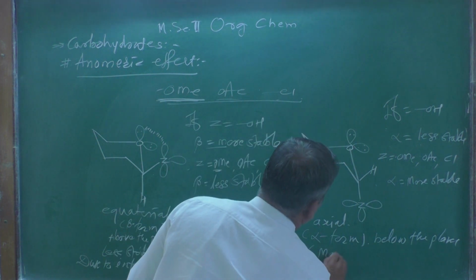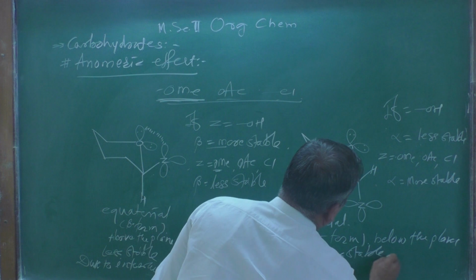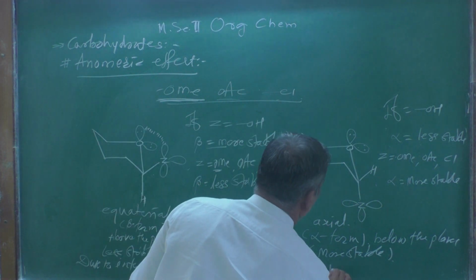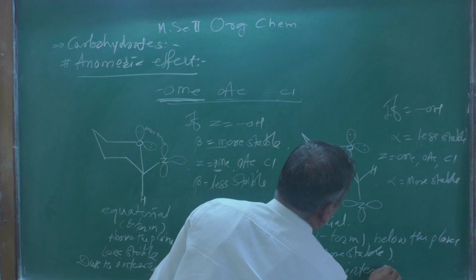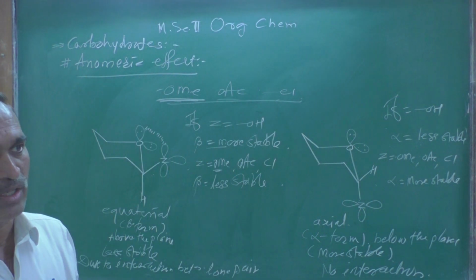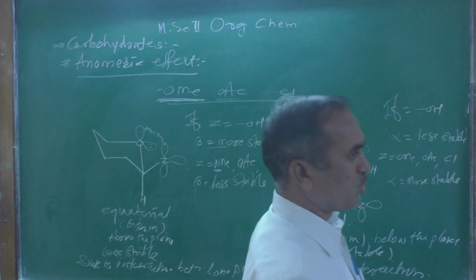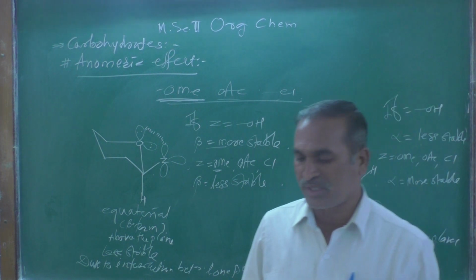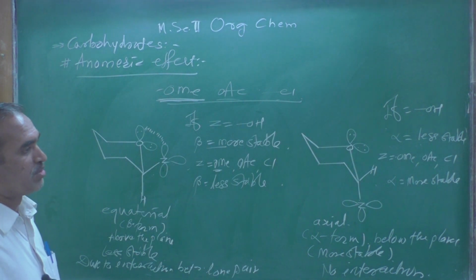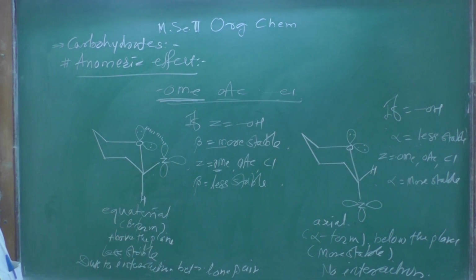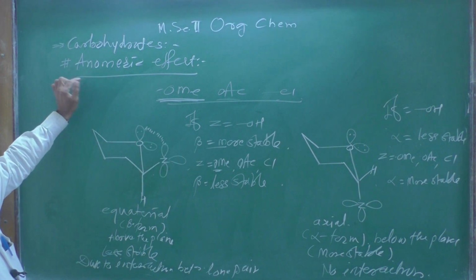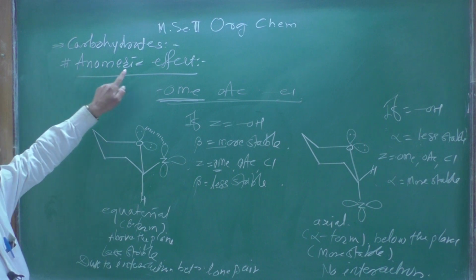More stable, no interactions. No interactions of non-bonding to sigma star interaction. That type of interaction does not occur over there, and therefore this is the suitable example from which we can come to know what is meant by the anomeric effect.